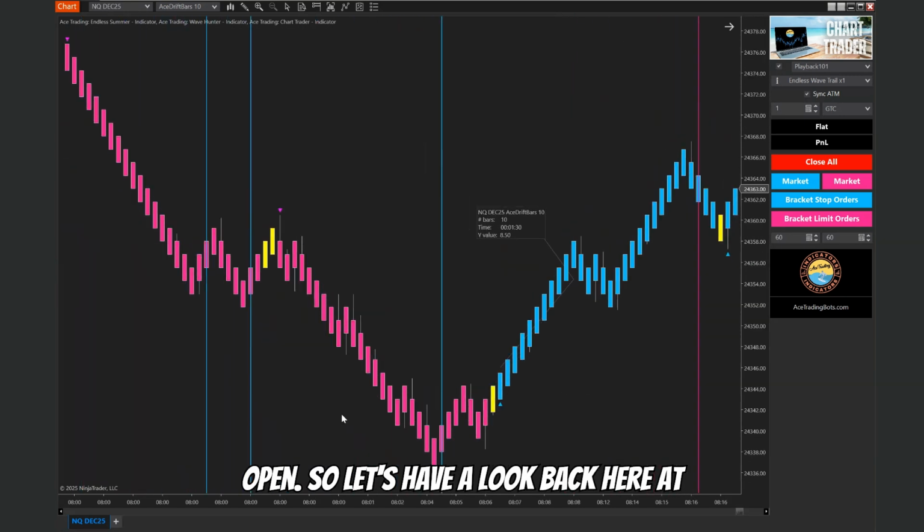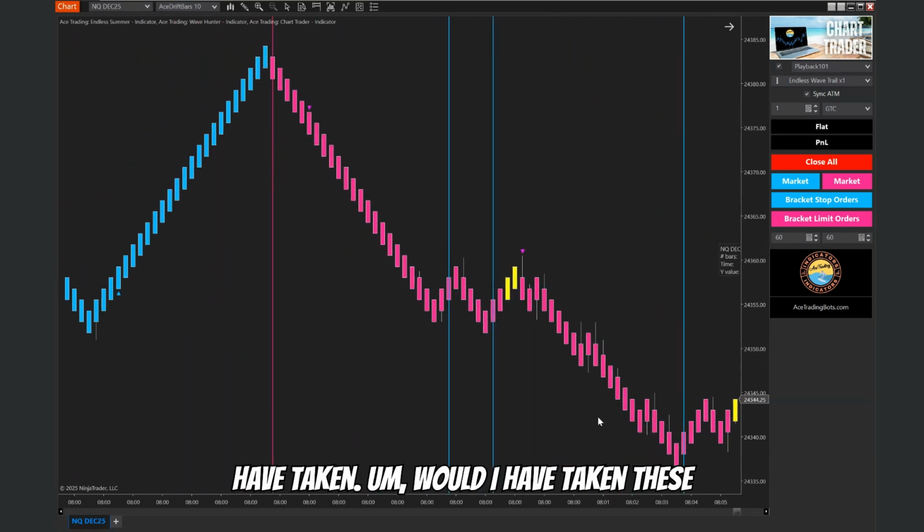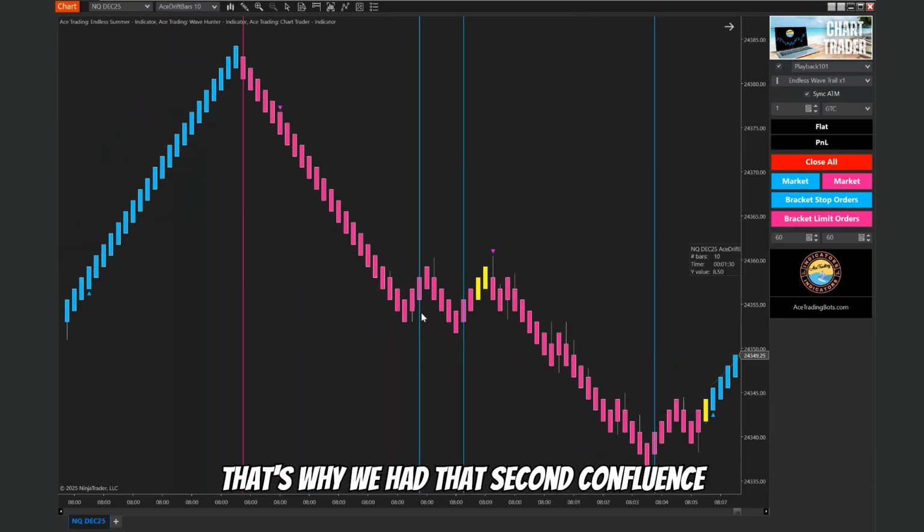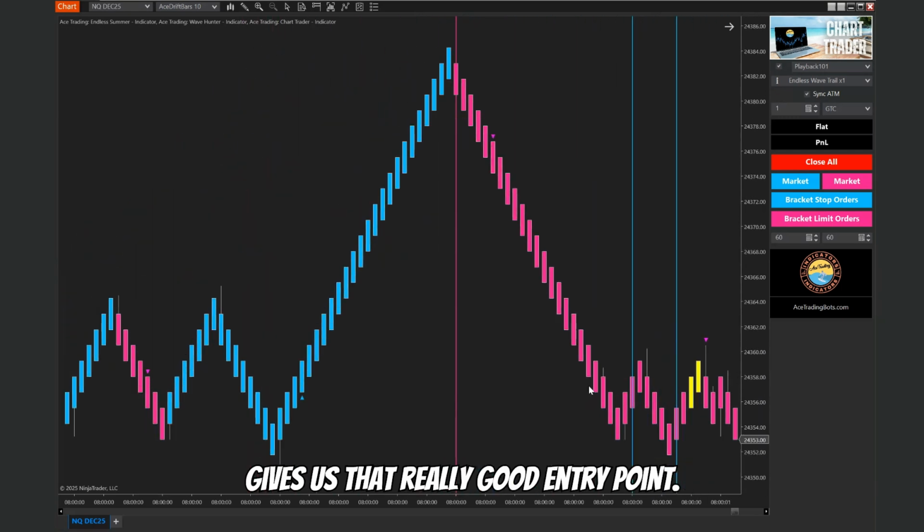So let's have a look back here at some of the other trades that I could have taken. Would I have taken these Endless Summer entry points? No, because I'm still waiting for that blue Wavehunter signal to come into play, and that's why we have that second confluence indicator. Because if I was just trading Endless Summer, I probably would get in there and I would have been stopped out again. But by waiting, it gives us that really good entry point.